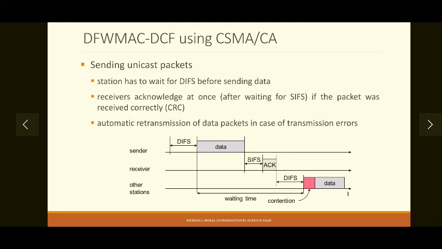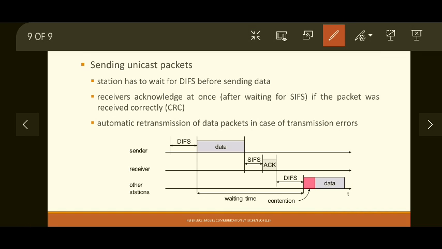Okay, so let's see simple communication between two nodes using this particular technique, sending unicast packets. Now this we have already discussed. This is a sender, this is a receiver, and these are the other stations. As we are using the asynchronous data service, the sender has to wait for DIFS before sending data. Once it senses the medium is free, it starts sending data. The receiver provides the acknowledgement after waiting for SIFS amount of time.